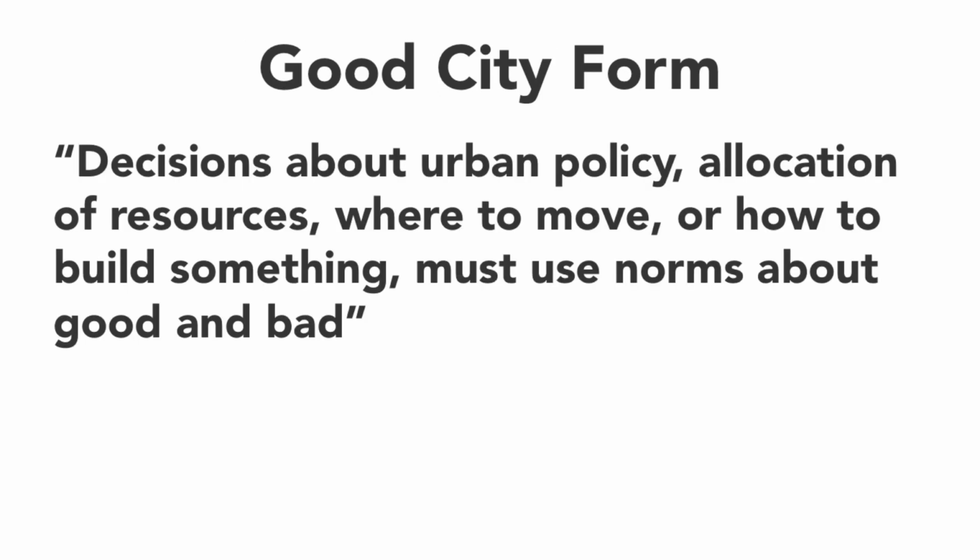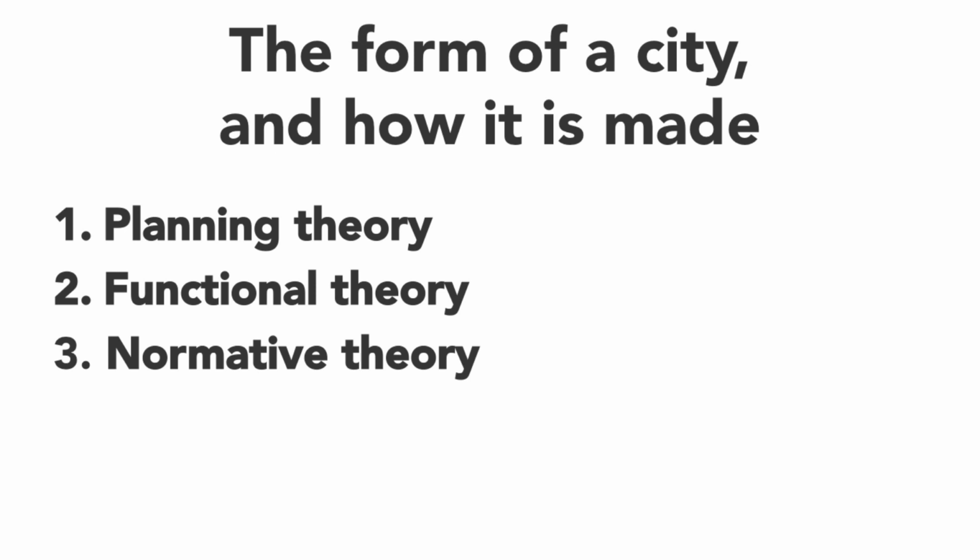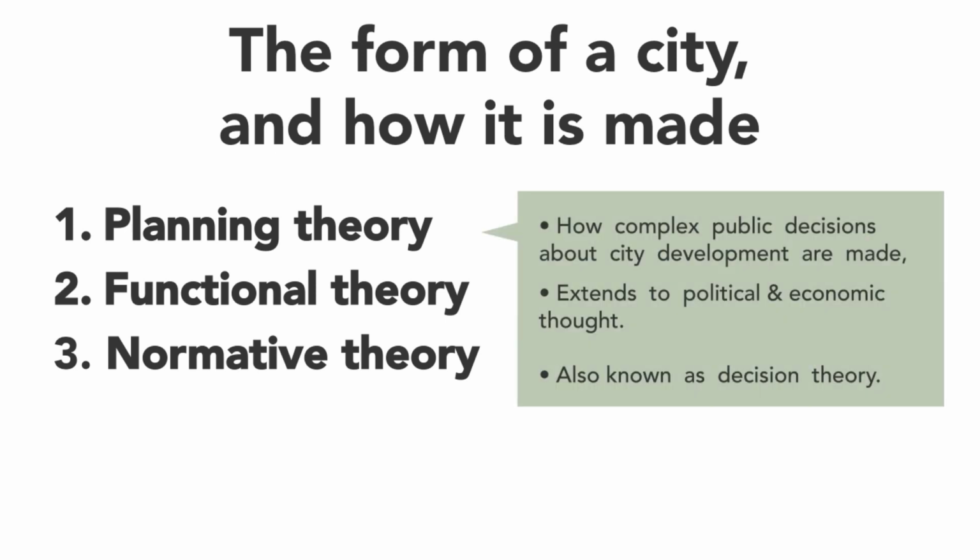The premise of good city form relies on this: decisions about urban policy, allocation of resources, where to move or how to build something, must use norms about good and bad. Kevin Lynch explains the spatial experience of a city, that is, its form and how it is made, using three theories. The planning theory explains how complex public decisions about city development are made, and it extends to political and economic thought. So in a sense, this is also known as decision theory.